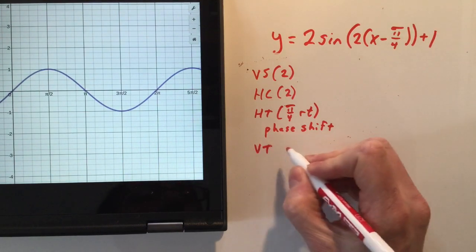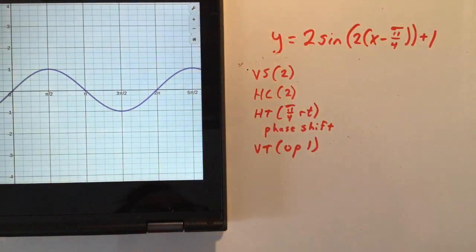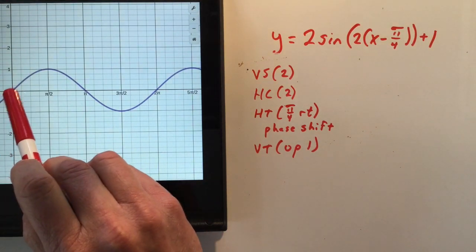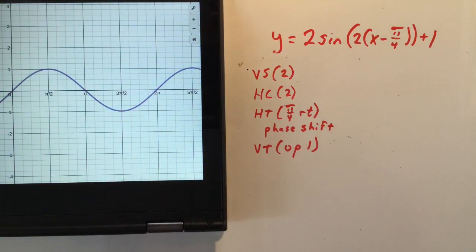We also have a vertical translation, up 1. Okay, so now that we have the key transformations, we're going to take those transformations and transform each of the key points. By key points, I mean this point of inflection, max, point of inflection, min, and point of inflection. Okay, so let's start.